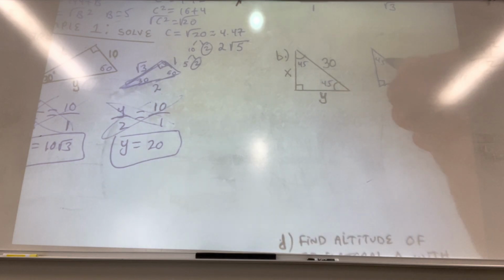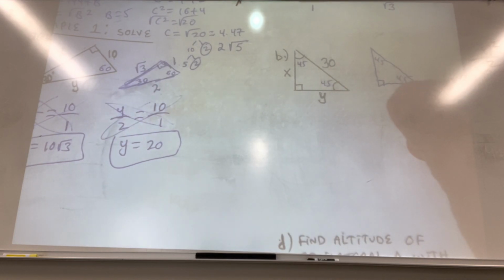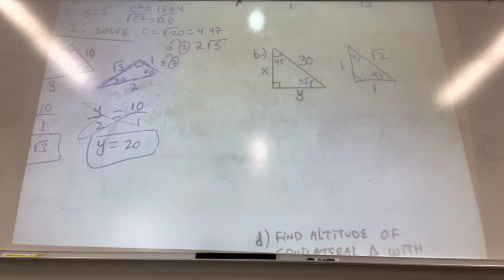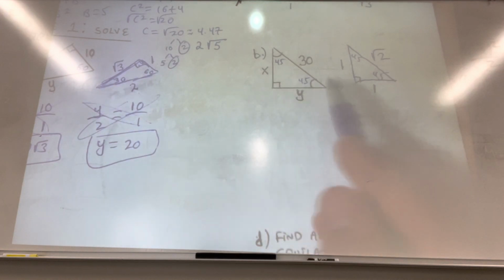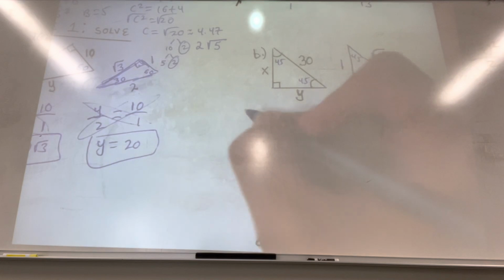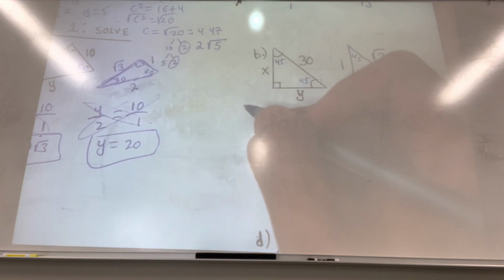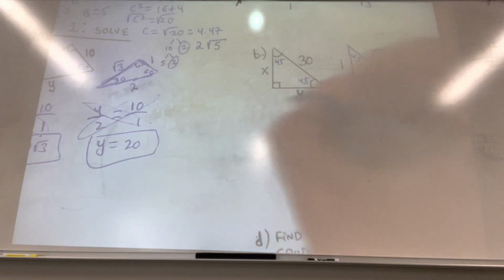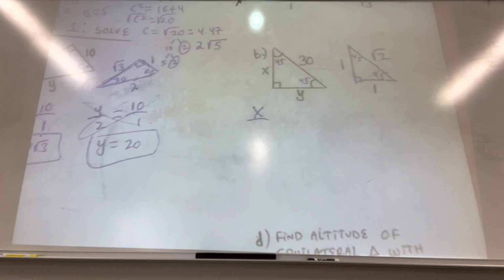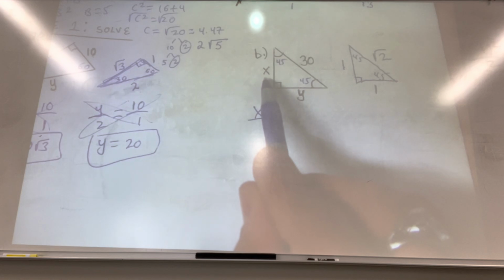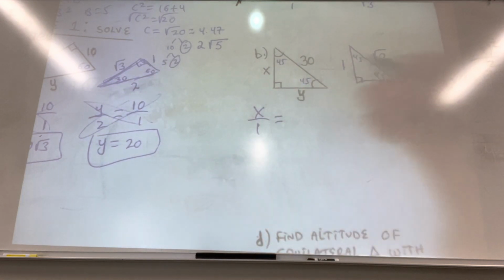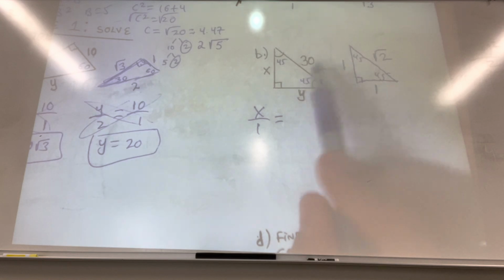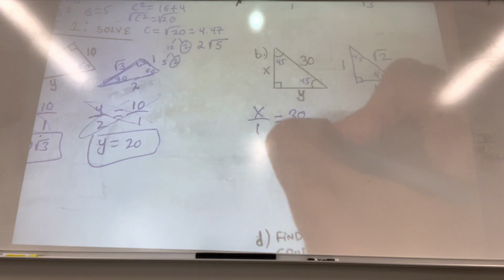And Kalina, what is across from 45? 1. What's across from the other 45? 1. What's across from 90? Radical 2. Okay, and so now here we go. Actually, let me ask somebody here. Let's go with David. What's the setup for x? X over what? 1. X over 1 equals what, David? 30 over radical 2. That's right.